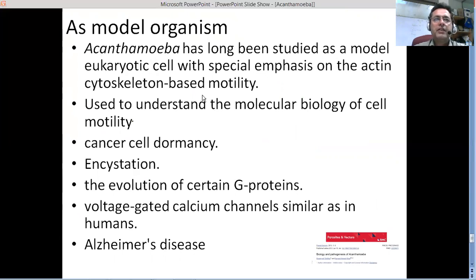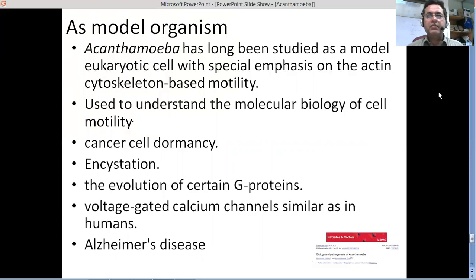Okay, so the next is as a model organism. It has been used as a model organism since long. Acanthamoeba has long been studied as a model eukaryotic cell with special emphasis on actin cytoskeleton-based motility. It moves quite fast, about 0.8 meter per second. Its movement is quite fast, and it is using the same kind of machinery. It's almost the same as any other mammalian cell.